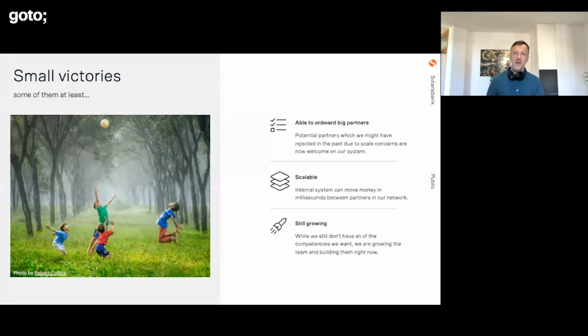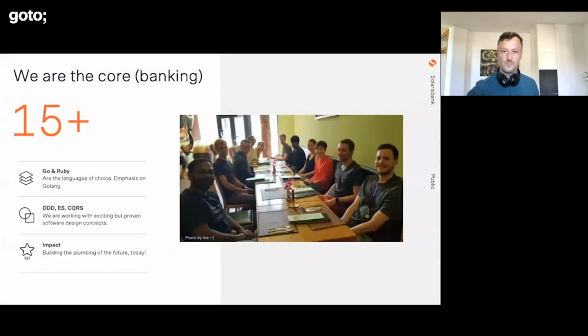And we now have an extremely performant and at the same time very resilient system running in the public cloud. We can onboard big partners and scale precisely. Not yet entirely effortlessly, but that's coming very soon. We are constantly adding new capabilities to our system, and we are still growing it. And right now, we are looking to add more people to our team.